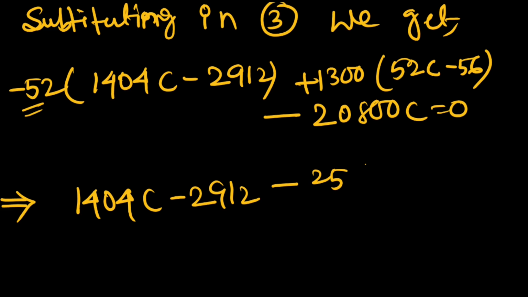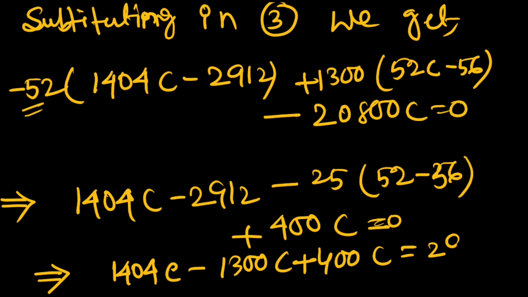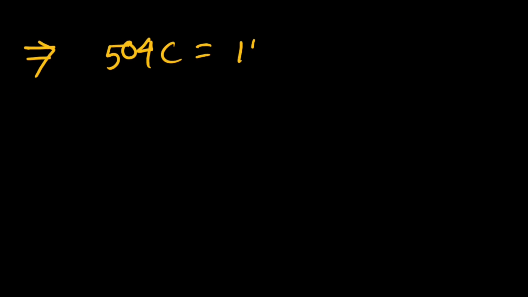This implies we arrange the c terms on the left hand side and numbers on the right hand side. So we will get 1404c minus 1300c plus 400c is equal to 2912 minus 1400. This implies 504c is equal to 1512. This implies c is equal to 3.